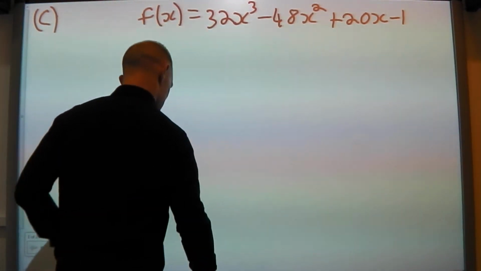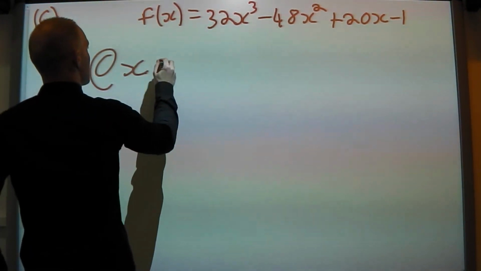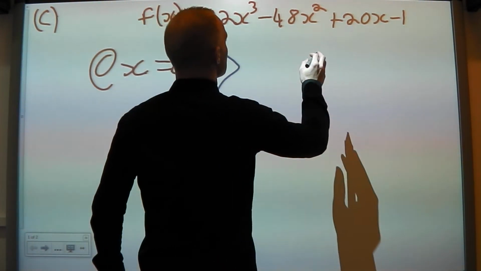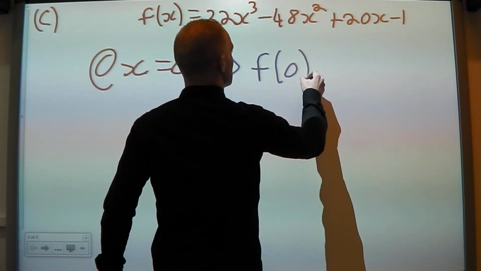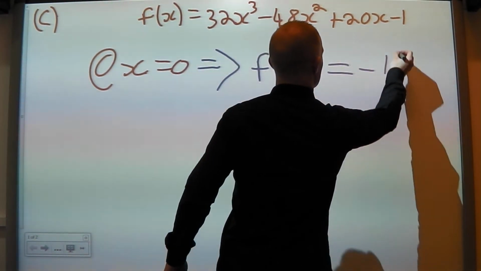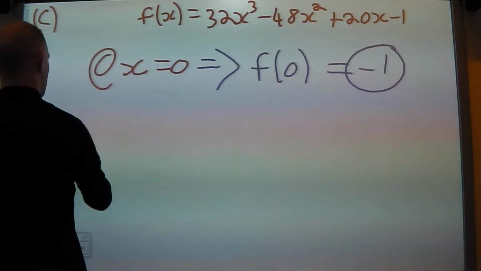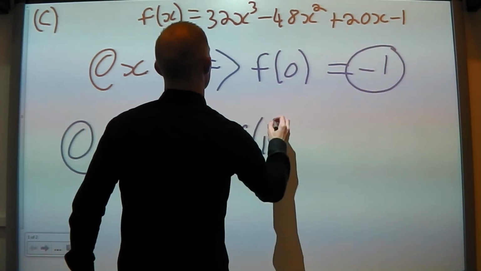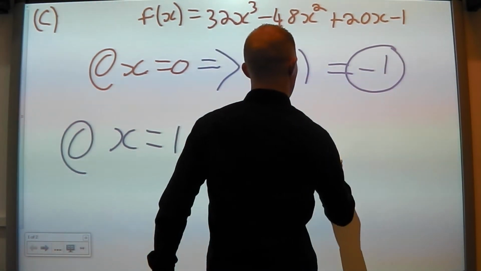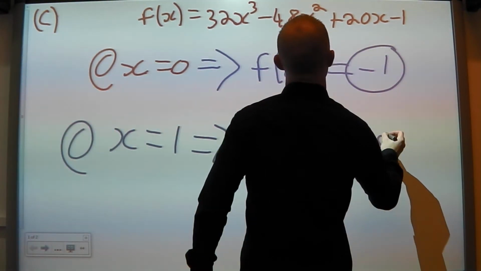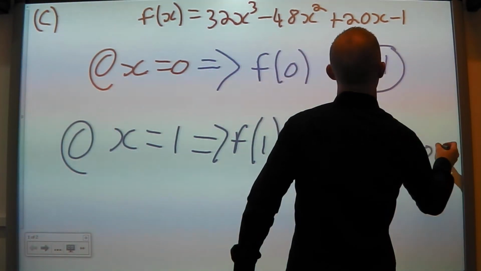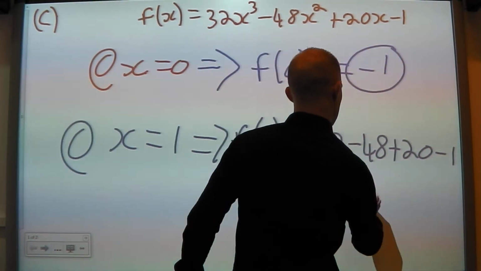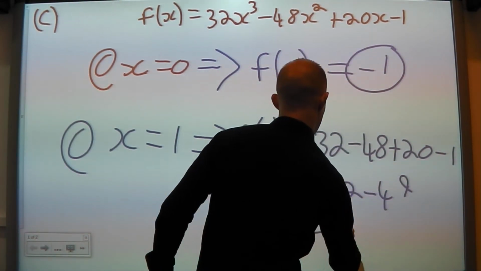We start off at x equal to 0. f of 0 is equal to negative 1, which is a negative number. Now we're going to try at x equal to 1. f of 1 is equal to 32 minus 48 plus 20 minus 1. And that is equal to 52 minus 49, which is positive 3.